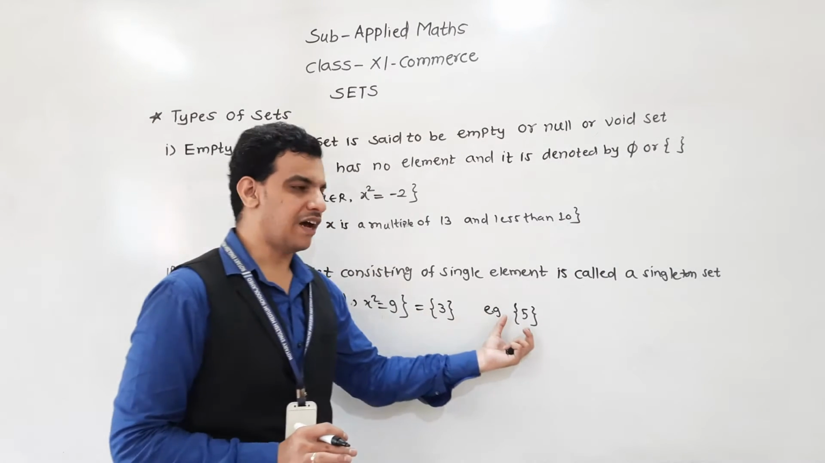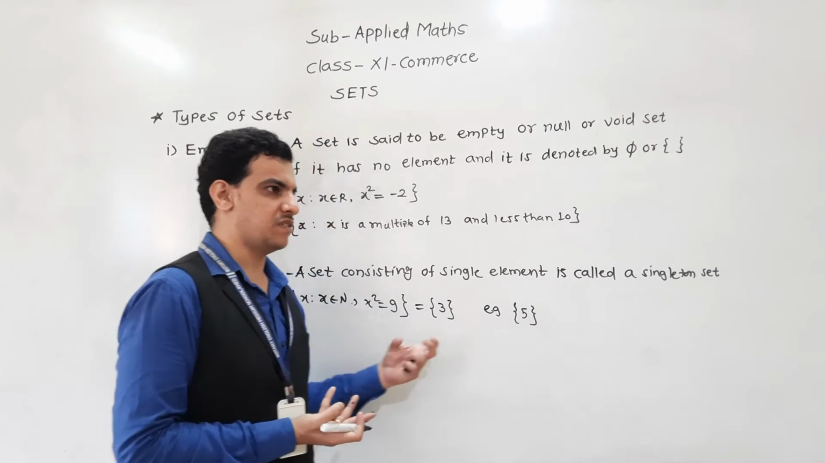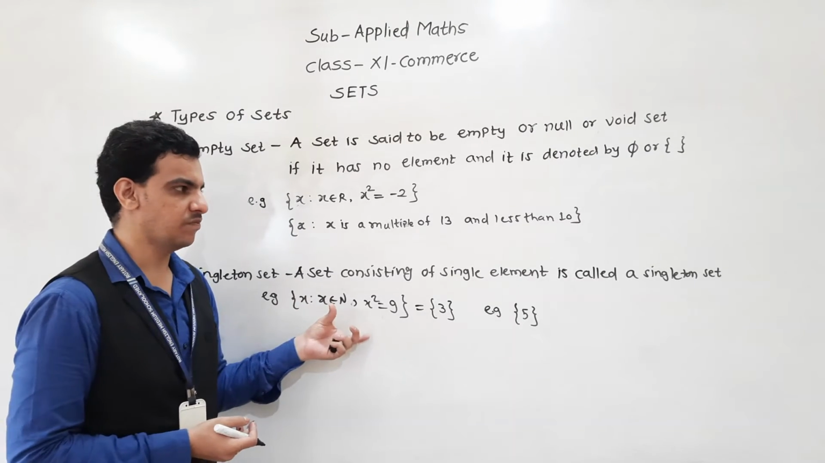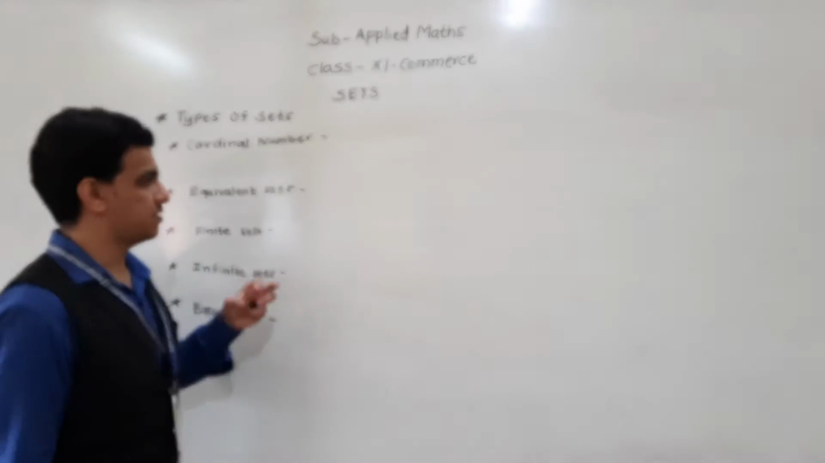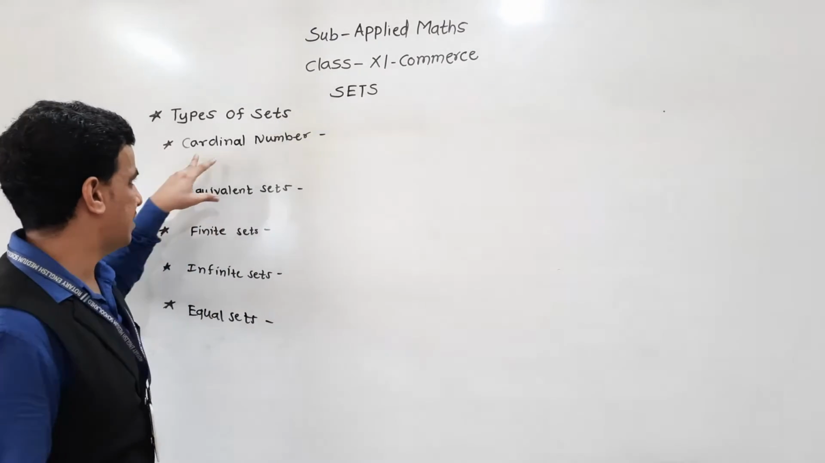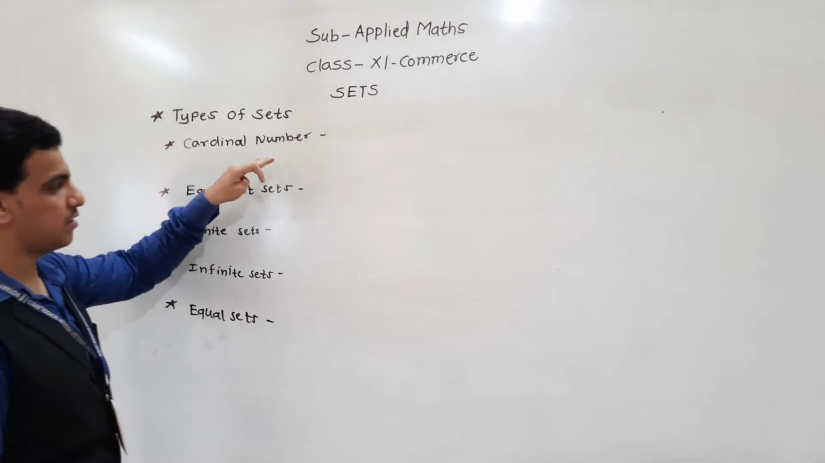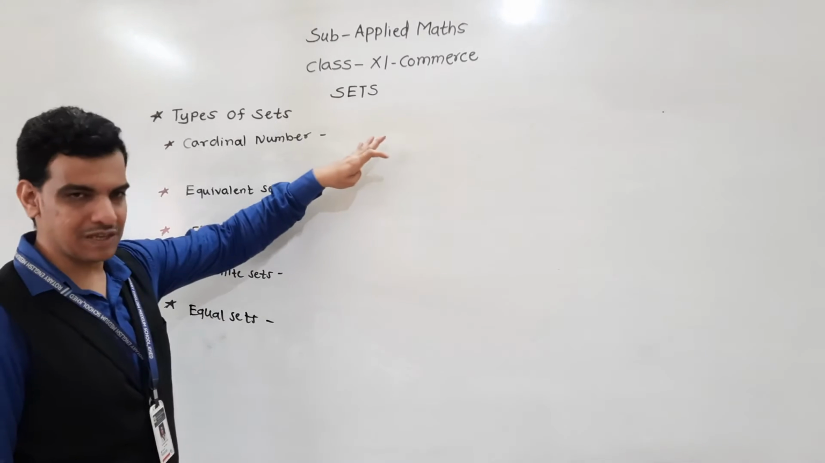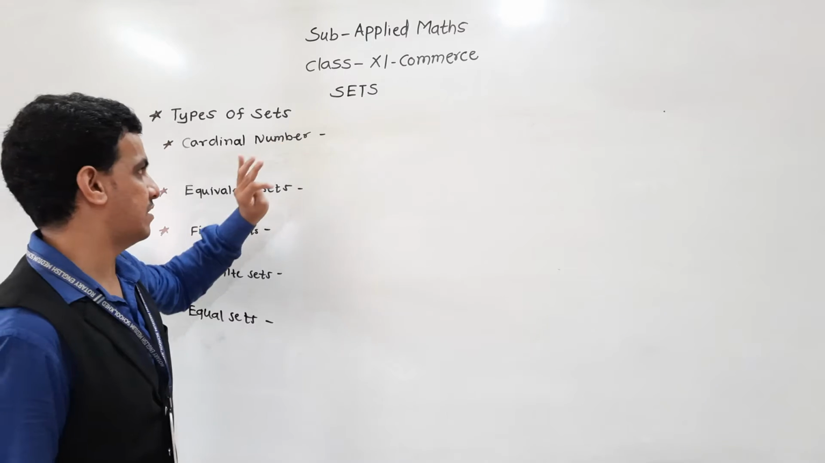It is the cardinal number. Cardinal number means the number of elements. How many elements are there in the set? It is called the cardinal number. Now we will discuss this term, the cardinal number. What is meant by cardinal number? It means the number of elements in the set. How many elements are there in the set? That is called the cardinal number of that set.